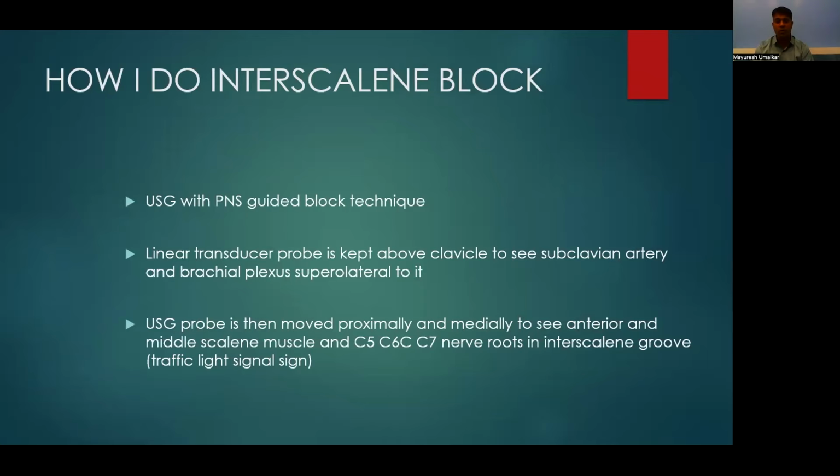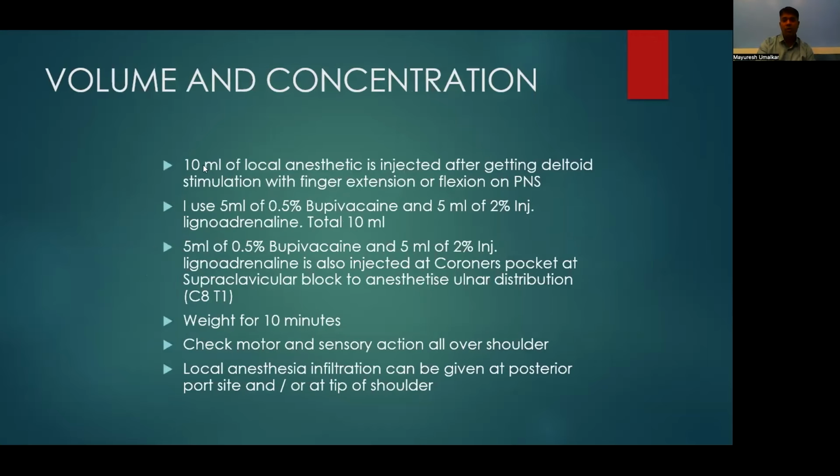I generally do the block with USG and PNS guided technique. A linear transducer probe is kept above the clavicle to see the subclavian artery and the brachial plexus superolateral to it. The USG probe is then moved proximally and medially to see the anterior and middle scalene muscles and the C5, C6, C7 nerve roots in the interscalene groove. Now, volume and concentration.